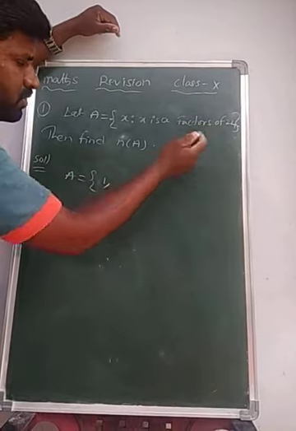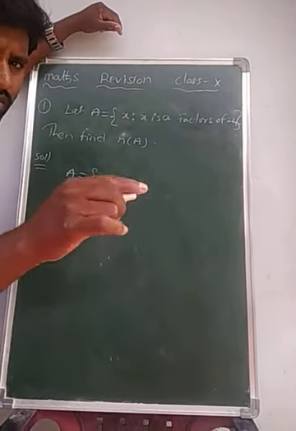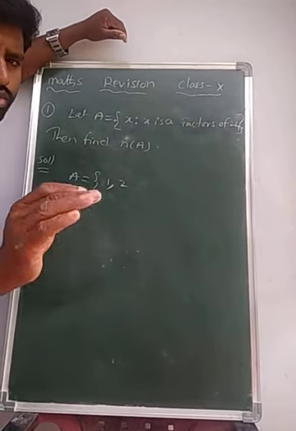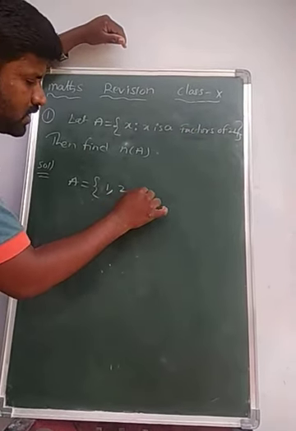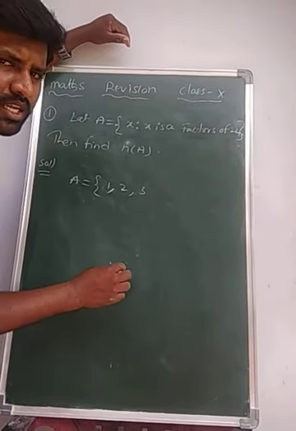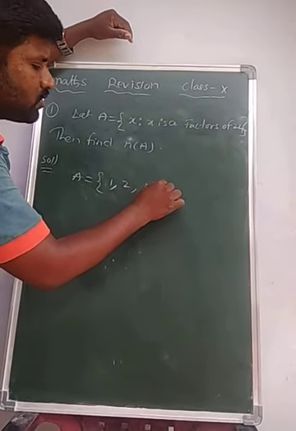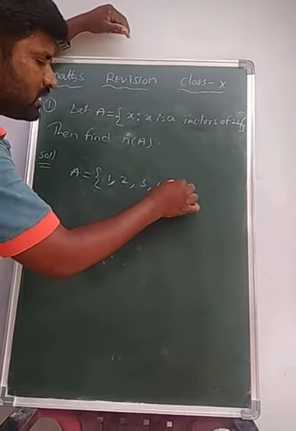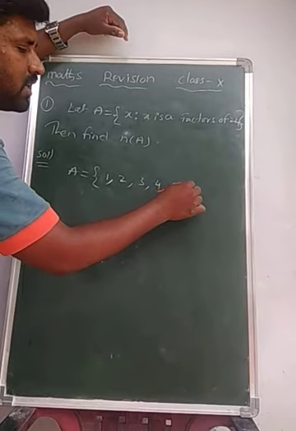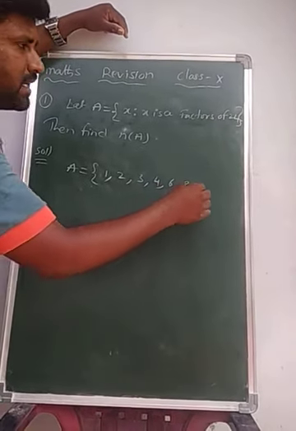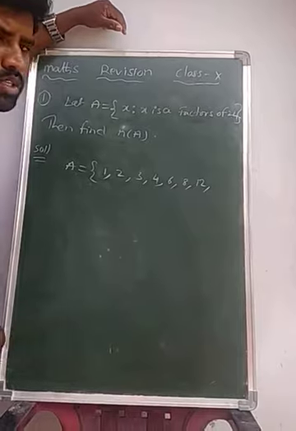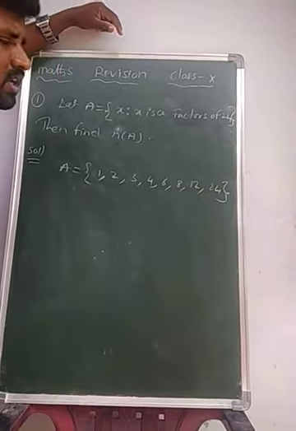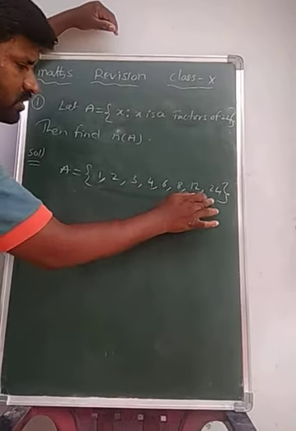1 is a factor of 24 because 1 24s are 24. Like that, 2 is also a factor of 24, that is 2 12s are 24. 3 is also a factor of 24, 3 8s are 24. Next 4 is also a factor of 24, 4 6s are 24. And 6 also, 6 4s are 24, 8 also, 8 3s are 24, and 12 2s are 24, as well as 24 itself. Is it clear? So these are the factors of 24.